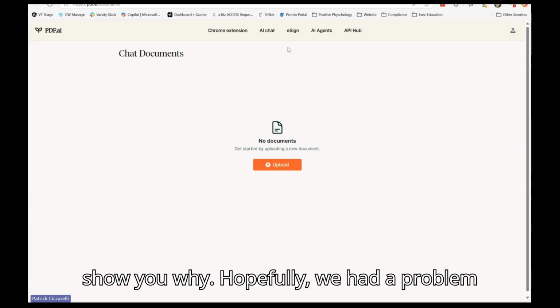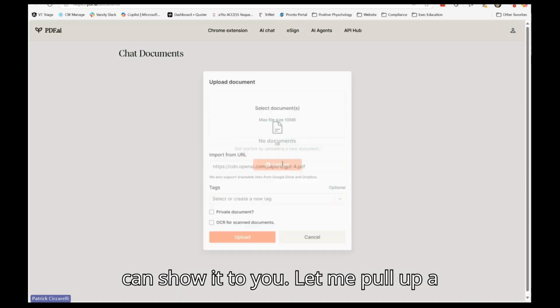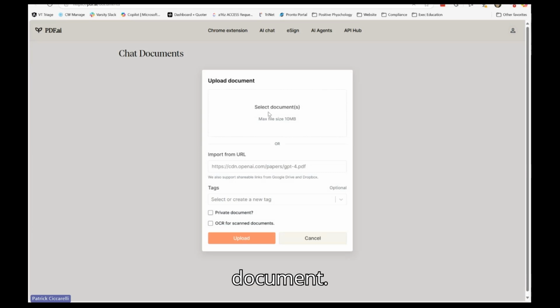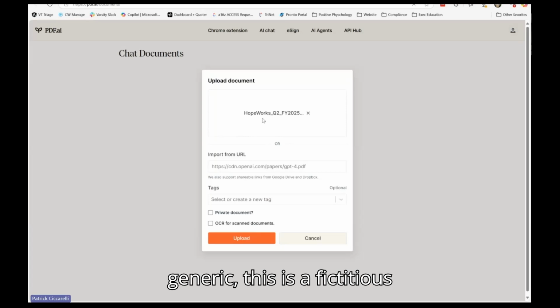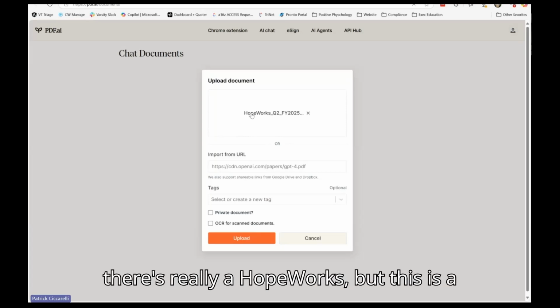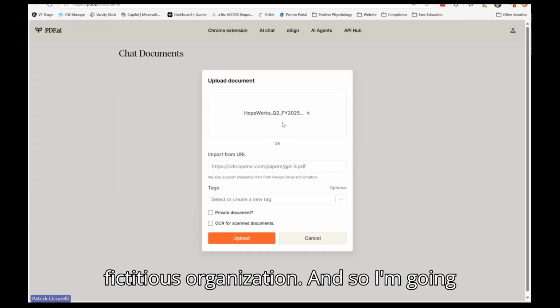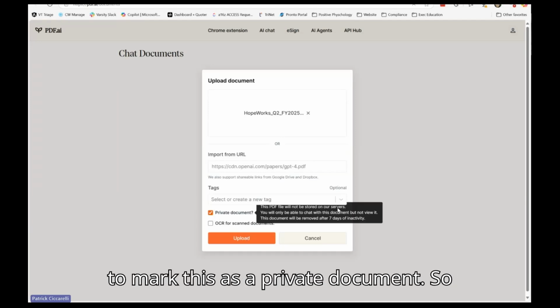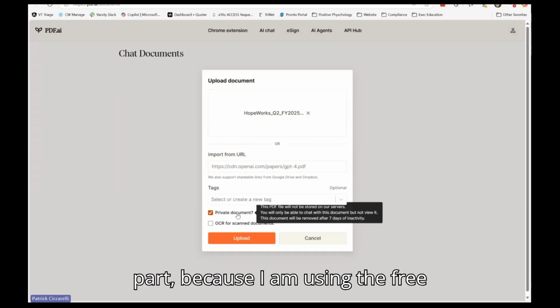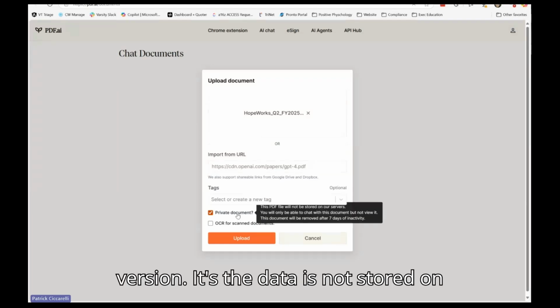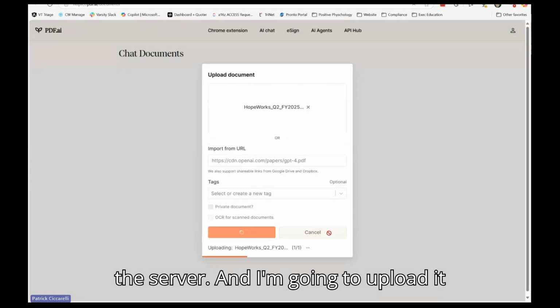Hopefully, we had a problem in our last training, but let me see if I can show it to you. Let me pull up a document. So here's this document. This is a fictitious organization. I don't know if there's really a HopeWorks, but it's fictitious. And so I'm going to mark this as a private document. That means that, because I am using the free version, the data is not stored on the server, and I'm going to upload it right now.